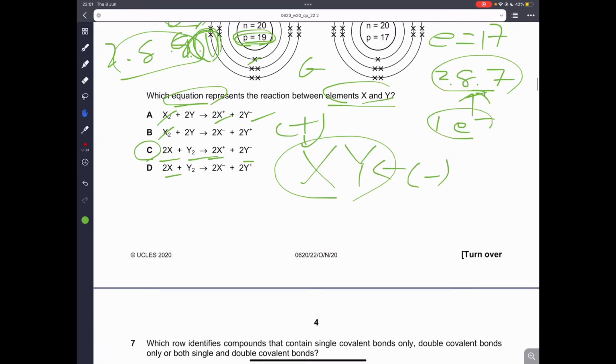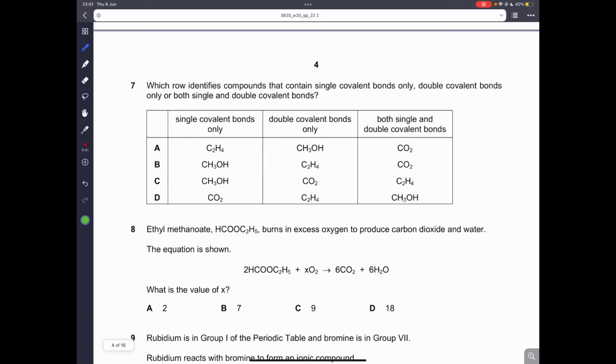Question number 7. Which rows identify compounds that contain only single covalent bonds, only double covalent bonds, or only single and double covalent bonds? Well, for the single covalent bonds, we can see that the alcohol group is single covalent, and this means that they don't contain any carbon-carbon double bond. However, the double covalent bond only, it is the carbon dioxide.